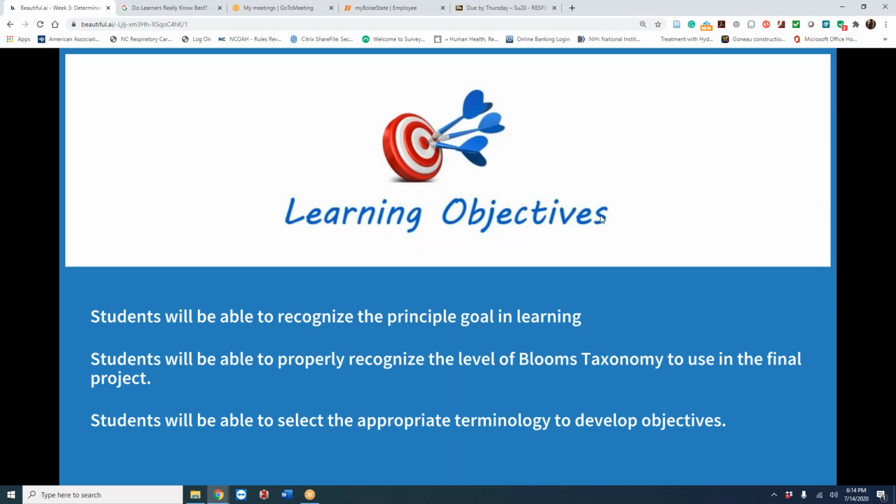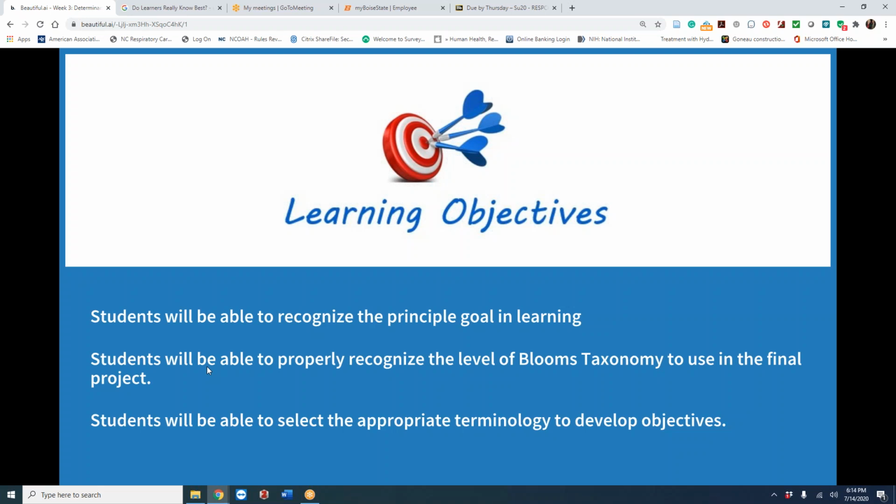Okay, so this week you're doing learning objectives, and you're expanding on that concept a little bit. I know y'all did some learning objectives last week, and again, I don't know why this is not going fast enough here, but either I'm impatient or it's going too slow. All right, so one of the things I saw in some of the work this past week was how they were worded. So we generally begin, for example, like students will be able to, or participants will be able to, and then have an action verb, in this case, recognize the principal goal in learning. And this is really going slow. Here we go. All right, so students will be able to properly recognize the level of Bloom's taxonomy to use in the final project, because that's what I want you to be able to do.